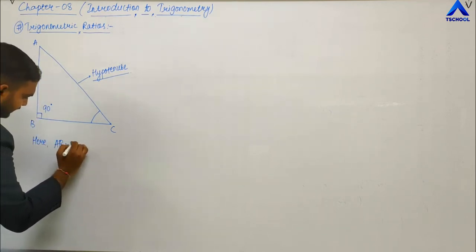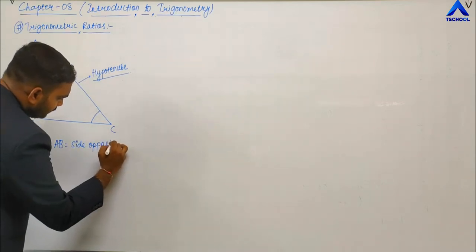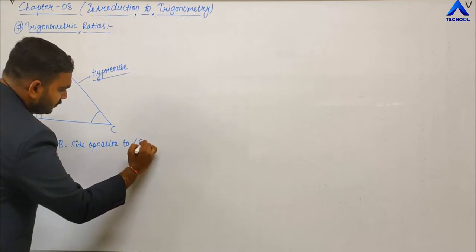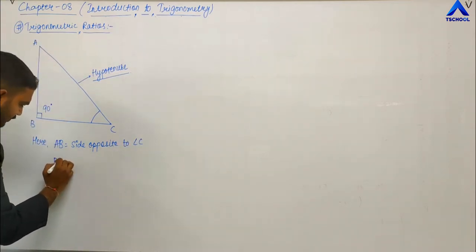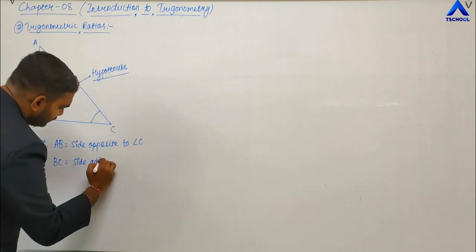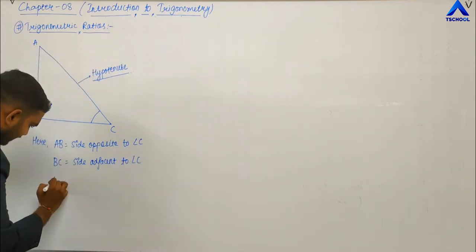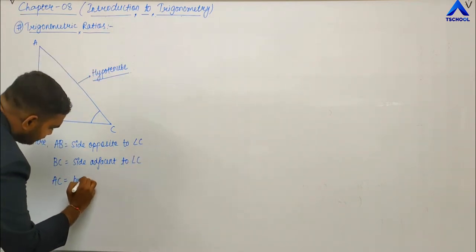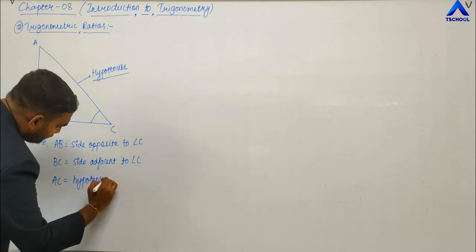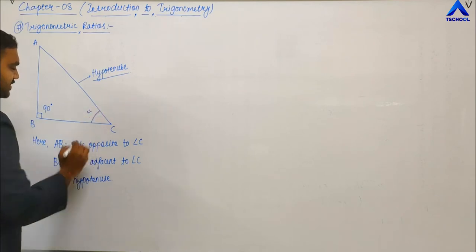AB is the side opposite to angle C, BC is the side adjacent to angle C, and AC is the hypotenuse, right? So these are the three terminologies that come from this triangle if we take C as our ideal angle.